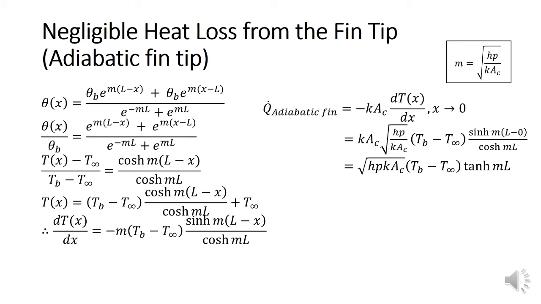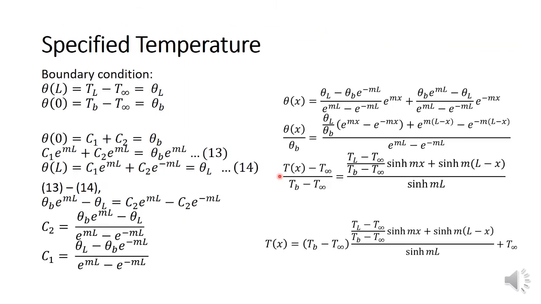The third case is the specified temperature, where the boundary condition is theta L equals T_L minus T infinity, and theta is the normal origin theta. First we find C1 and C2. After we find C1 and C2, we need to find theta x. We substitute the values, find theta x, and then we can find the T x formula.